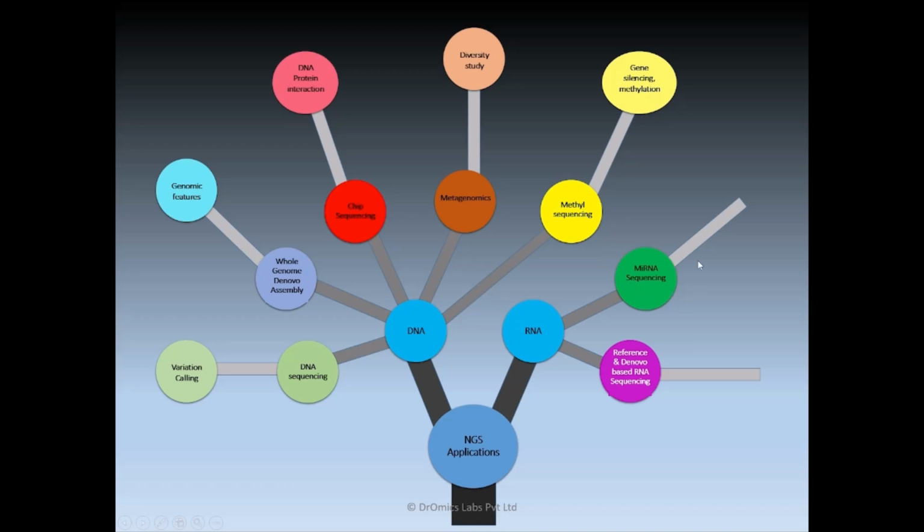In mRNA sequencing, here also you can study gene silencing. But you can see methyl sequencing comes under the DNA section, while for mRNA sequencing we have to use the RNA sample. And in methyl sequencing, we can study disease association also. Now let's talk about reference-based and de novo RNA sequencing. Here we can study the gene expression.